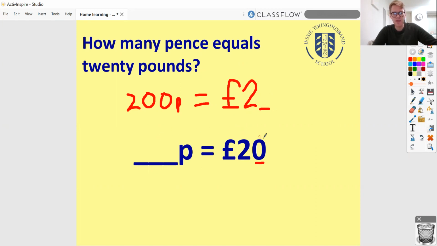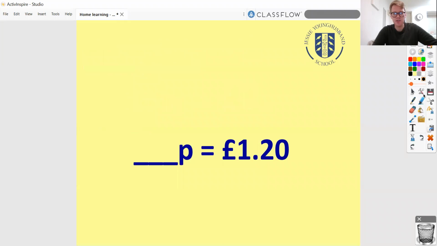And we know that when something is 10 times bigger, you might say we can add a 0 on the end, or we can times it by 10. So what's 200 times by 10? Or in this case, 200 with a 0 on the end. It's going to be 2,000. So 2,000 pence is £20. Okay, so again, this is going to help us. 2,000 pence is £20.